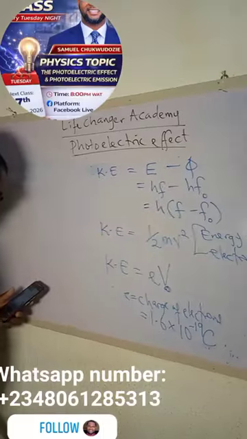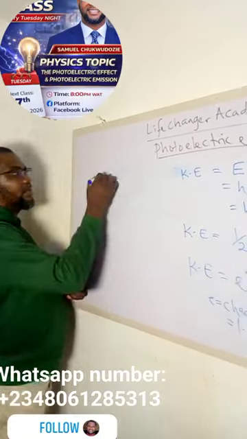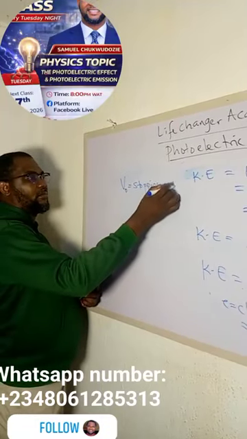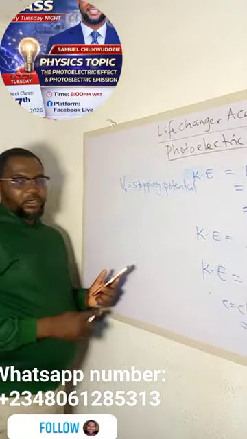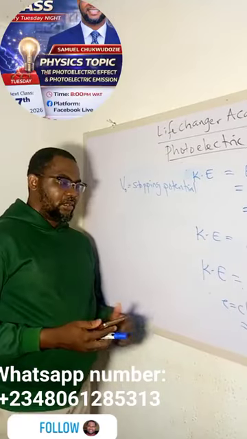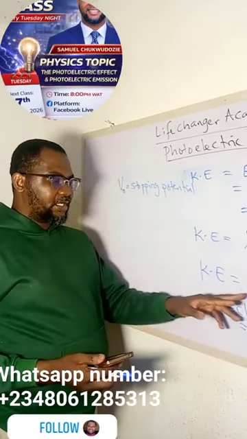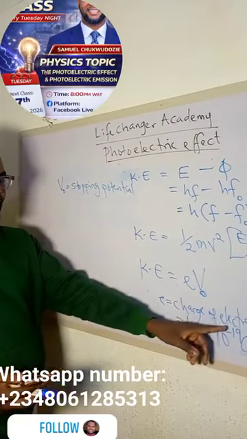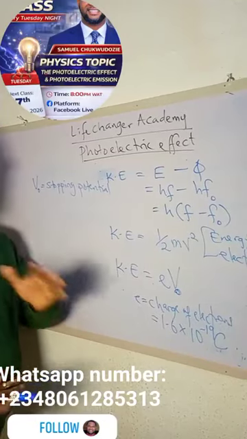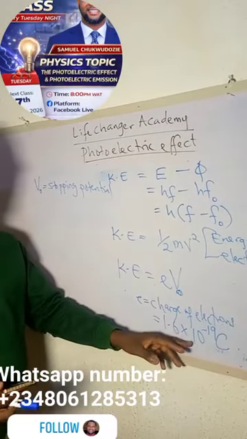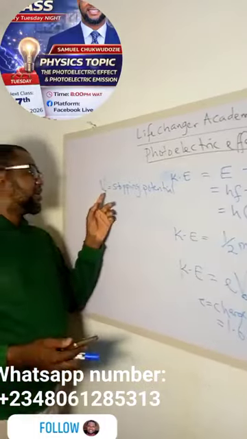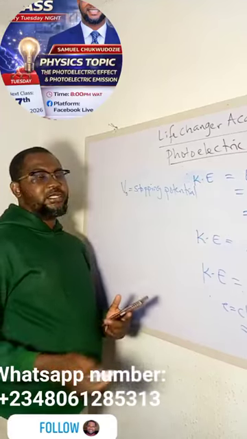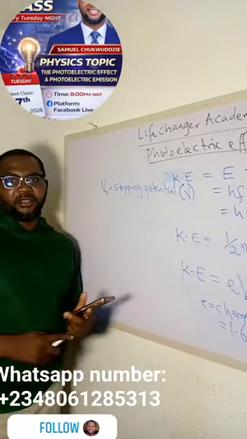Then this V naught here, we call it stopping potential. There's something I'm going to mention, but we're going to get to that. So kinetic energy is electron volts, or E times V naught. E here stands for charge of electron. This one is constant. Electron charge has a constant value of 1.6 times 10 to the power minus 19 coulombs. Then V naught here stands for stopping potential. It is measured in volts, capital V.